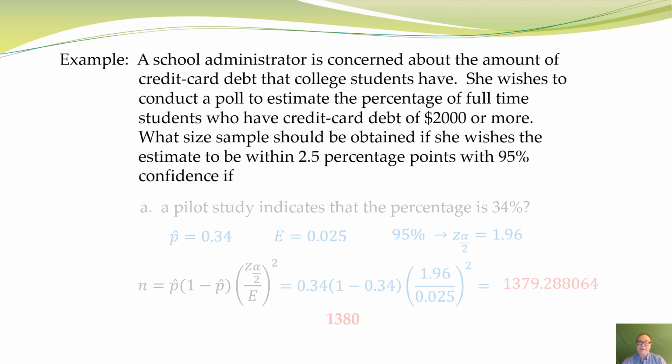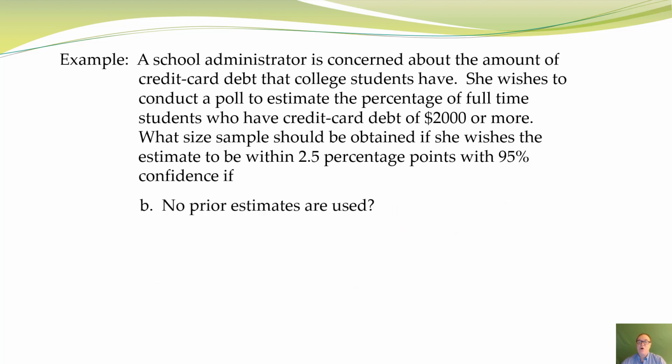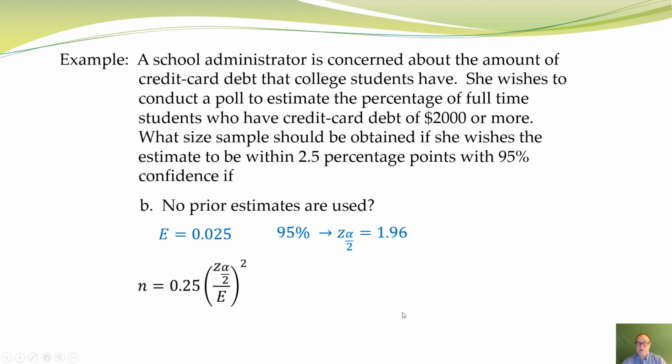Now, part B, same problem, but this time no prior estimates are used. So we have no p-hat, so E is still 0.025. 95% still gives us 1.96 for the critical value. The formula now is 0.25 times the critical value divided by E quantity squared. Substitute numbers in: 0.25 times 1.96 divided by 0.025 quantity squared. And this comes out to this number. If we round it up, we would get 1,537.